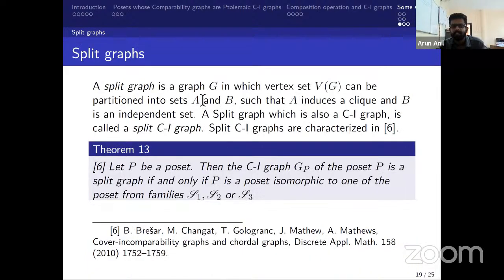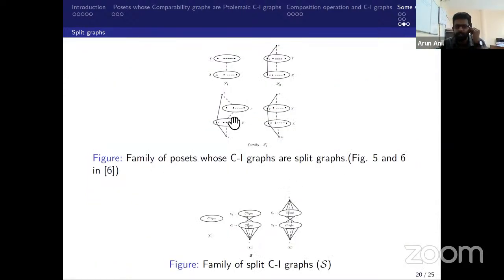And the third family, split graphs: a graph G whose vertex set V(G) can be partitioned into sets A and B such that A induces a clique and B is an independent set. This is a result from this paper. Let P be a poset, then the CA graph GP of the poset P is a split graph if and only if P is a poset isomorphic to one of the posets from the family S1, S2, or S3. This is the family, and the corresponding CA graph is this.